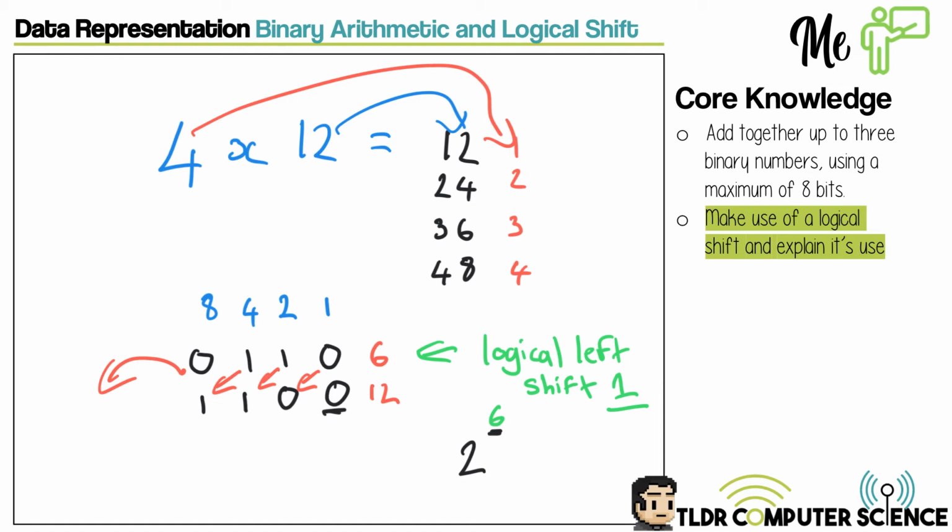Every time you shift once to the left, you times it by 2 again. Shift it by once, times it by 2. Shift it 2, times it by 4. Shift it 3 times, times it by 8. Shift it 4 times, times it by 16, etc. Now let's talk about right shifts.